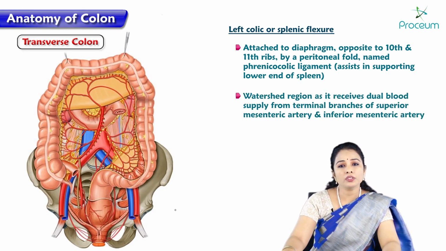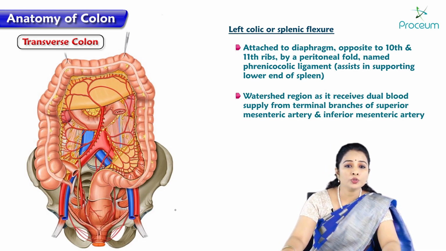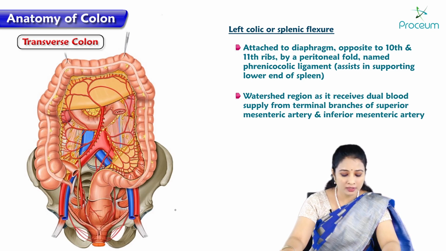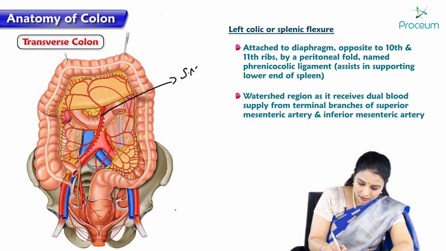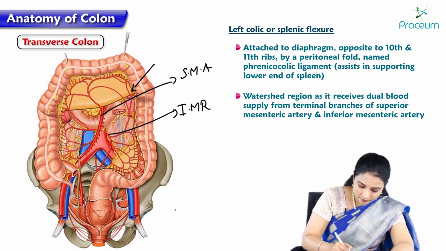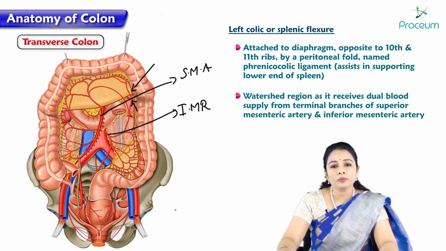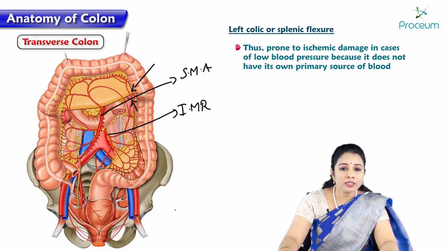Splenic flexure is the watershed region as it receives dual blood supply from the terminal branches of superior mesenteric artery and inferior mesenteric artery. So here is the superior mesenteric artery, this one is the inferior mesenteric artery. So we can see the branches of superior mesenteric artery and also the branches from the inferior mesenteric artery. So because of its dual arterial supply, it is considered as watershed region. So thus making it prone for ischemic damage.